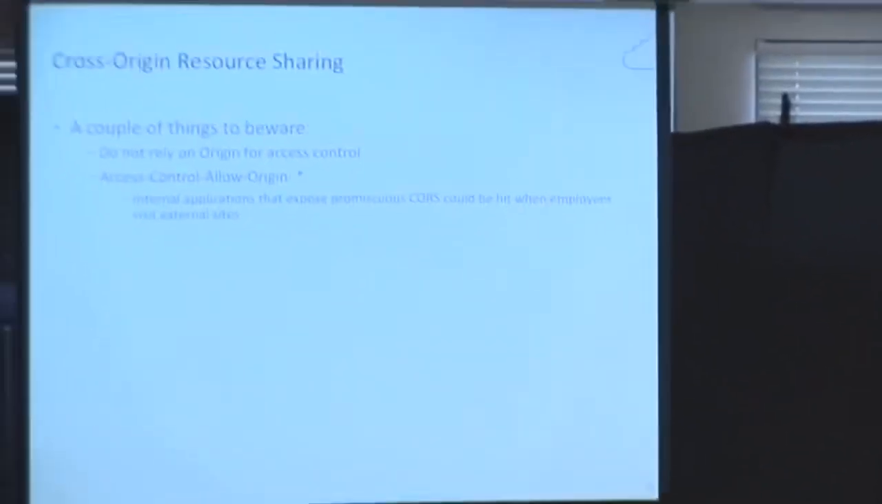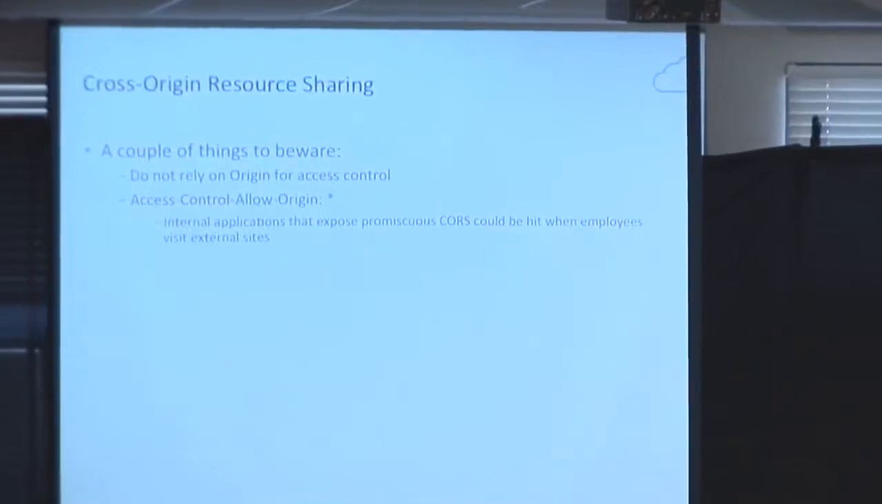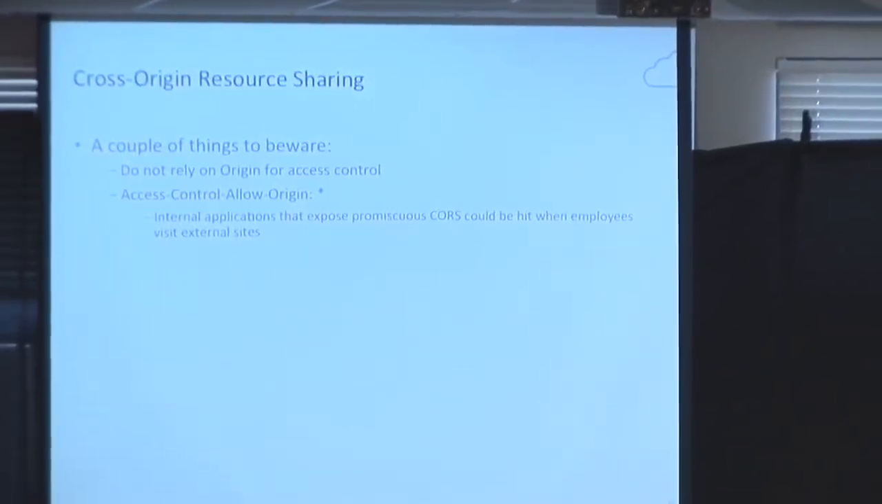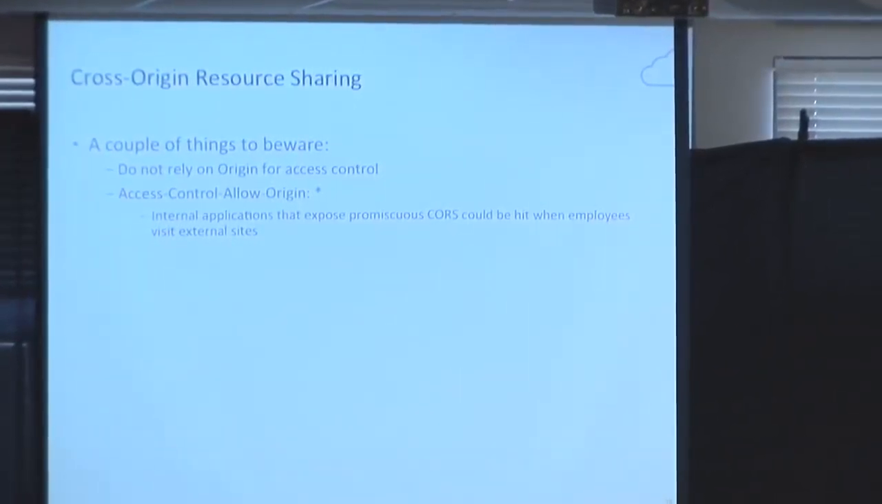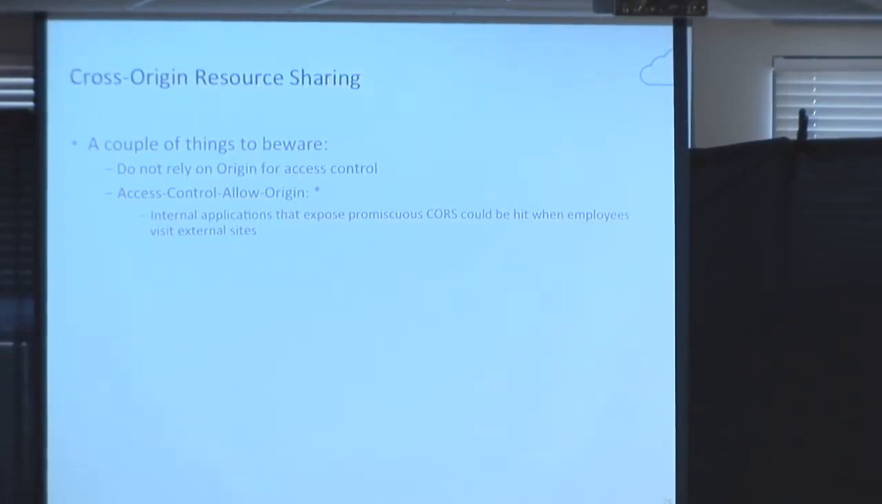There's a couple of things to think about when implementing CORS. First off, you're getting that origin header, but it's pretty easy to spoof. I could fire up curl and make a request to your server with any origin I want. So don't rely on origin for access control. Just check that to see whether or not you should be allowing a cross-origin request.